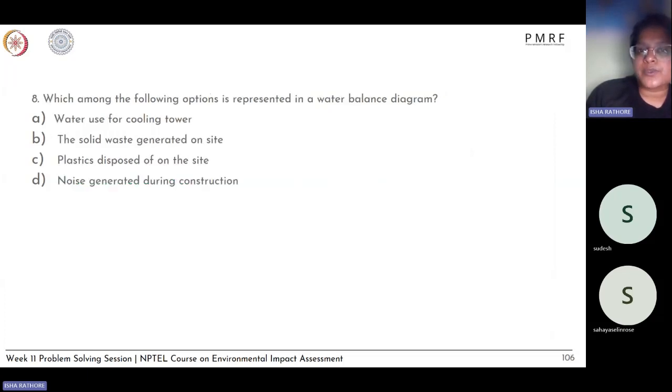Which among the following options is represented in a water balance diagram? A, water used for cooling tower. B, the solid waste generated on site. C, plastics disposed of on the site. Or D, noise generated during construction. This is again based on an example which was discussed based on a figure.